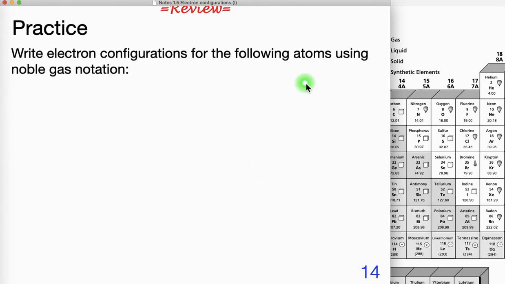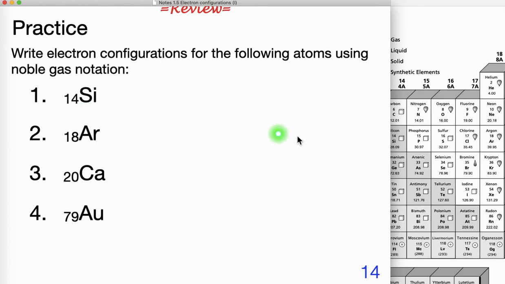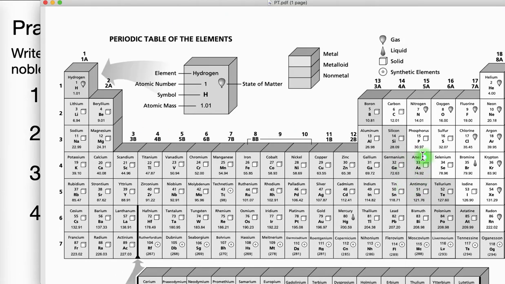Write electron configurations for the following atoms using noble gas notation. Okay, so let's look at silicon. Silicon is right here. So if we go backwards, the first noble gas we come to would be neon. So we could put neon in brackets and then pick up the story from there, which would be 3s2, 3p2.